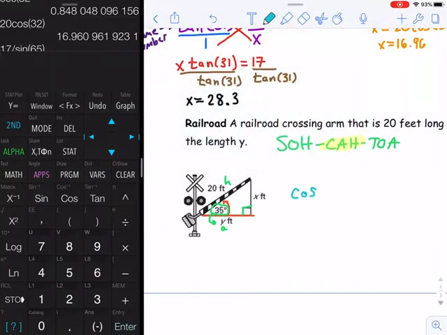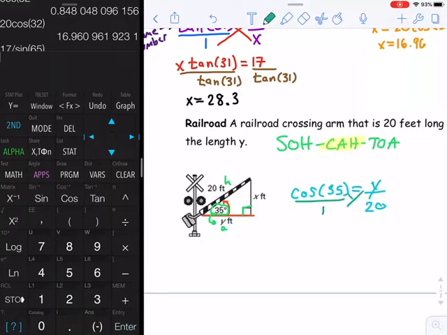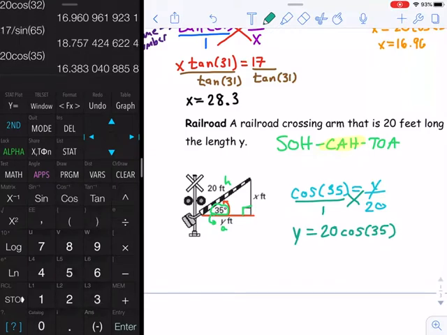So we're gonna have cosine of 35 degrees equals adjacent, which is y, over hypotenuse, which is 20. If we can get this blue part, we're going to be in good shape. Cross multiply, y equals 20 cosine 35. And from here, it's just plugging it into the calculator. So y is going to be 16.4.